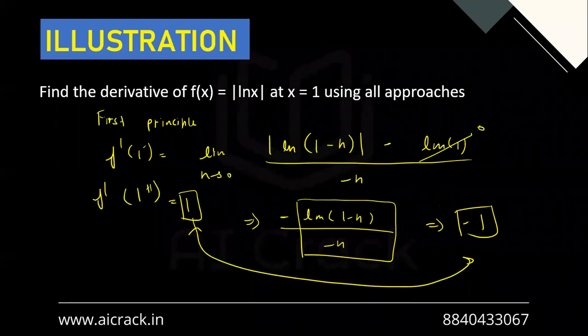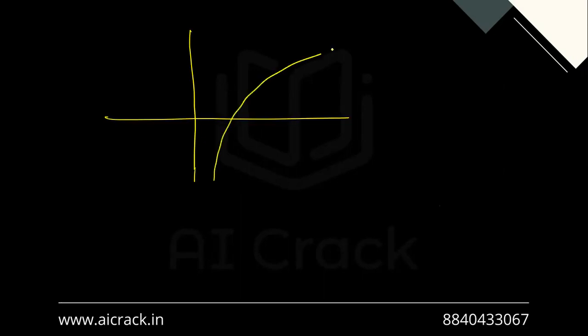Now the third method would not give us the values, but it will tell us if mod ln(x) is derivable or not at x equals to 1. So let's check that out. That is the graphical approach. We know that the graph of ln(x) looks like this. So this is the point x equals to 1. This is ln(x), f(x) equals to ln(x).